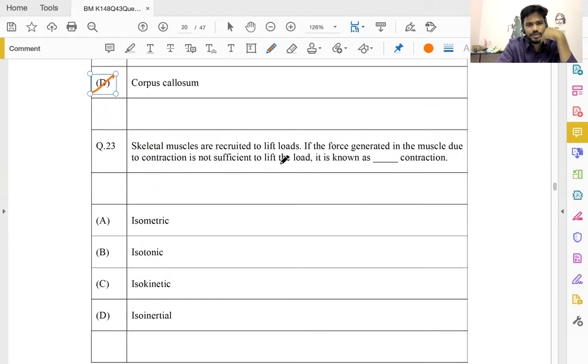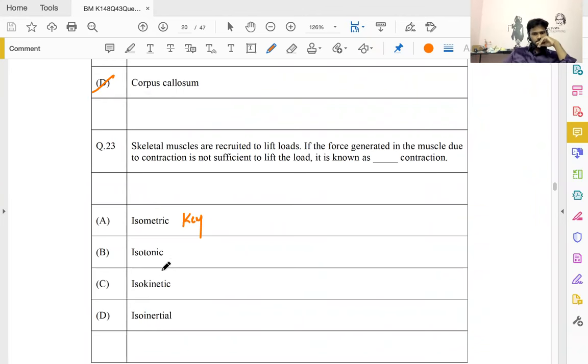Skeletal muscles are recruited to lift loads. Force generated in the muscle due to contraction is not sufficient to lift the load. It is known as what contraction? Again, I had a poll about this on YouTube because there is some ambiguity here. The key says isometric, or any other answers possible.